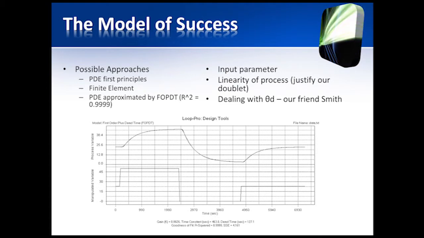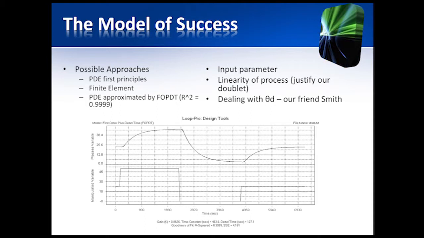As Greg talked about, there is a significant amount of dead time with this process. We have a dead time of about 2 minutes here. We ended up using a Smith predictor to deal with this dead time, and what the Smith predictor does essentially is it prevents overshoot by dampening your controller output before you've reached your set point in an appropriate fashion.